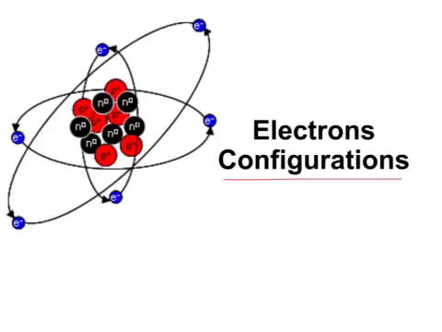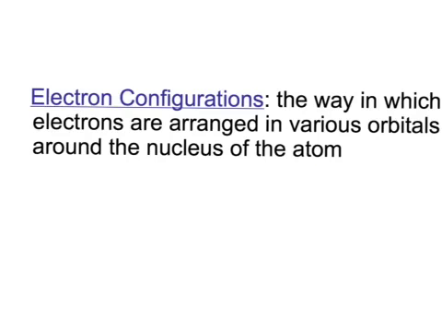This is video 1 of electron configurations, and it's basically just going to be our filling order. Electron configurations tell us how electrons are arranged in the orbitals around the nucleus, and each element on the periodic table is going to have an electron configuration that's specific to that element.